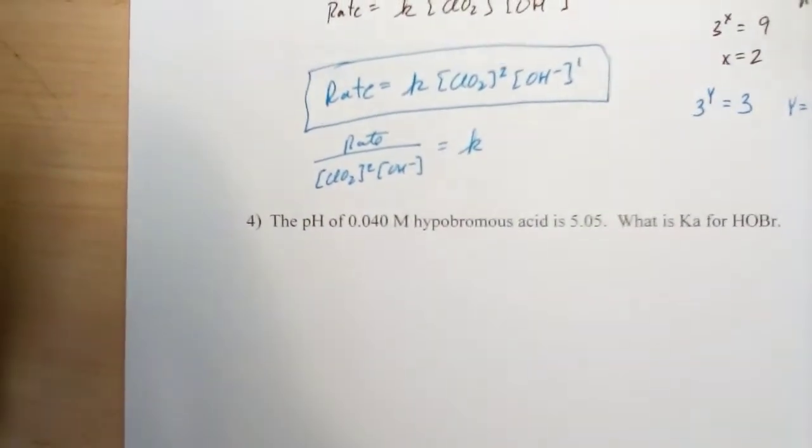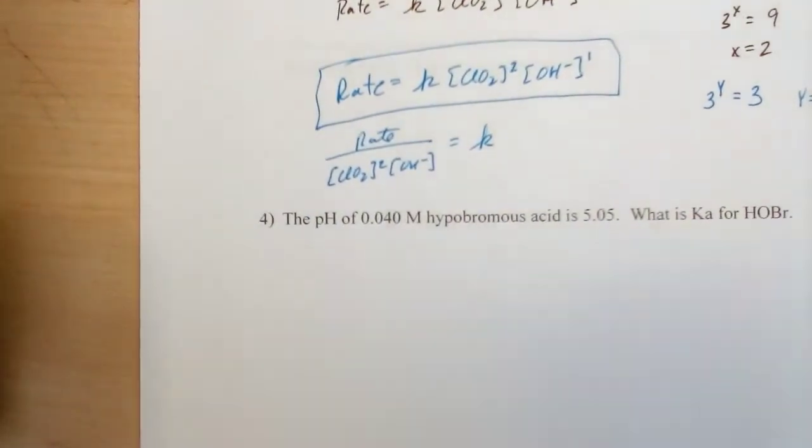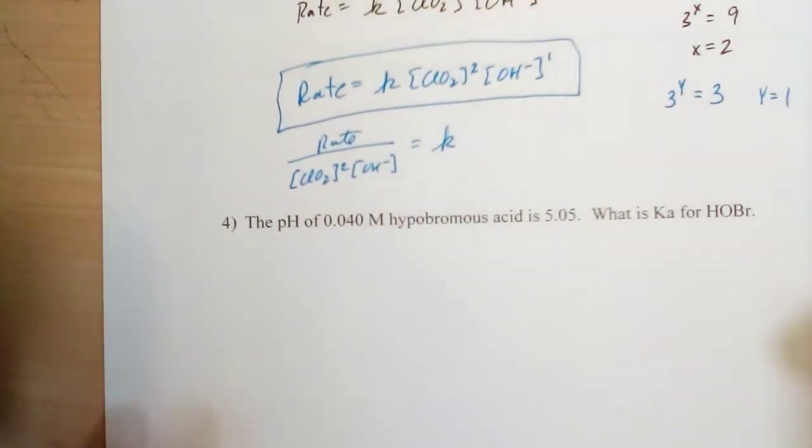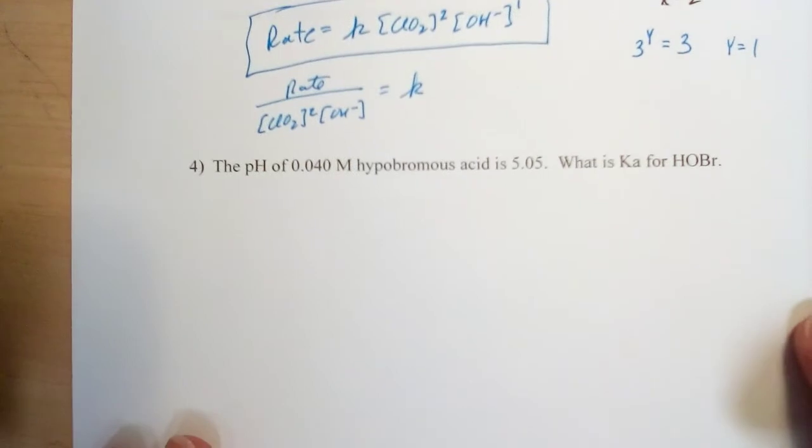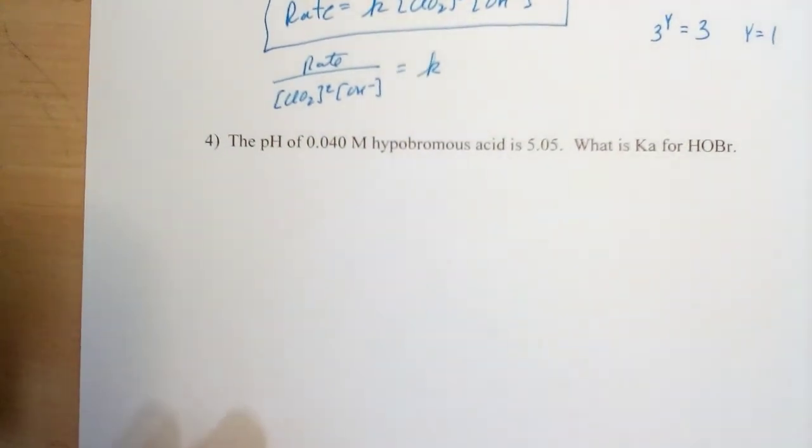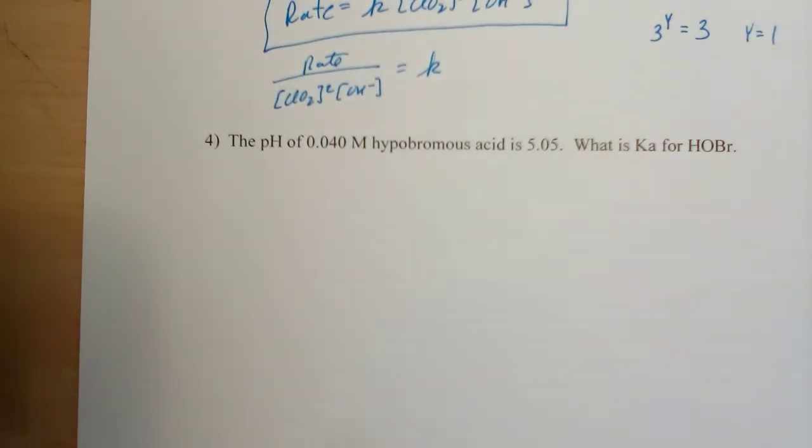Okay, continuing on here with our review problems. We have, looks like a weak acid problem, right? I think we're fair to say we're pretty fond of these now. And in this case, we're told the pH of a 0.040 molar hypobromous acid solution is 5.05. We want to calculate Ka.